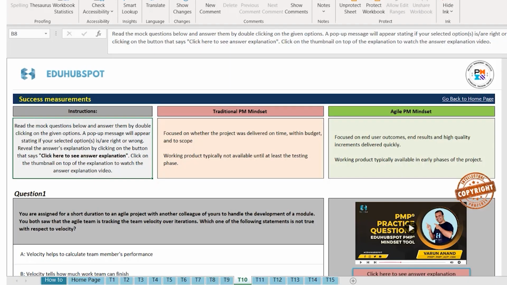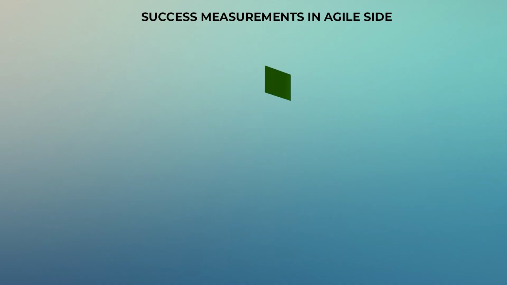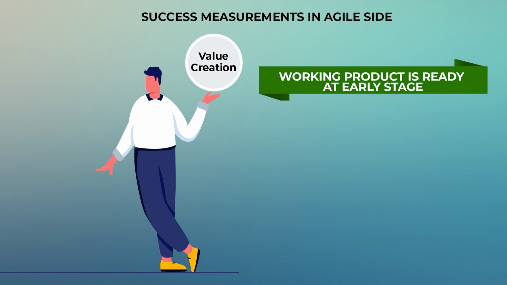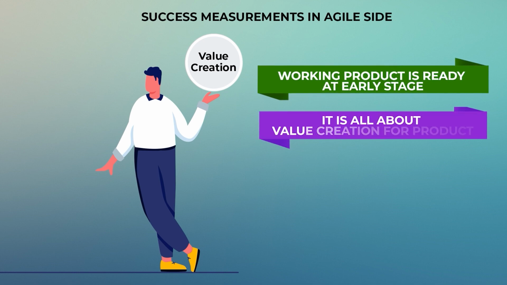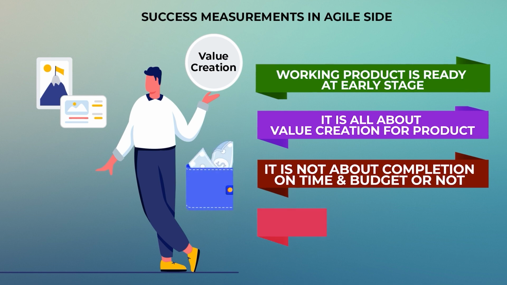That's how success is measured on the traditional project. Let's talk about agile. Agile projects are focused on end user outcomes, end results and high quality increments delivered quickly. So a working product is typically available in the early phases of the project. Exactly. So the working product, you will typically get it in the early phases. You can see the quality, you can value the product in a much better way as compared to traditional projects. And agile is more about value creation. It's not about whether you completed on time or budget, or whether you completed all the scope or not.